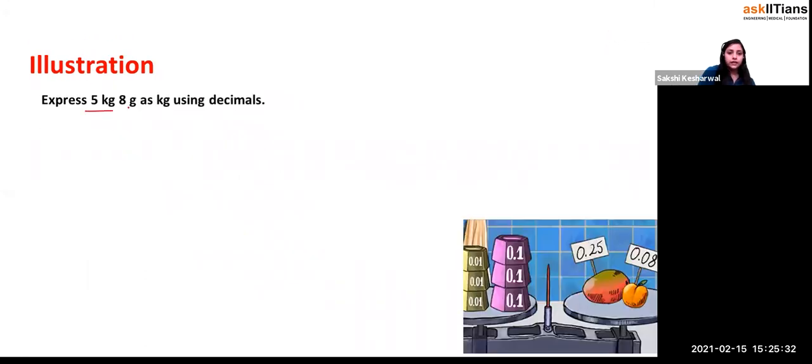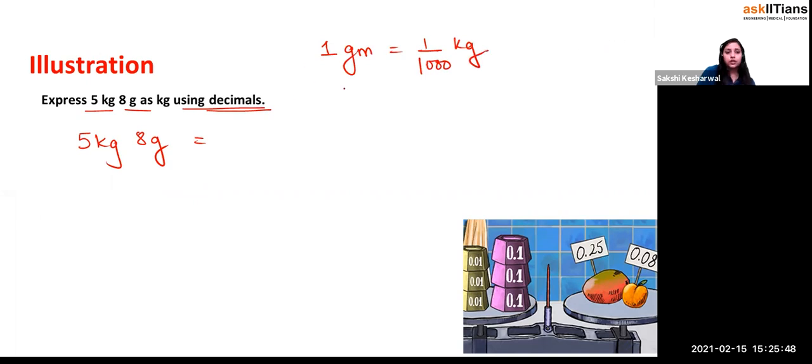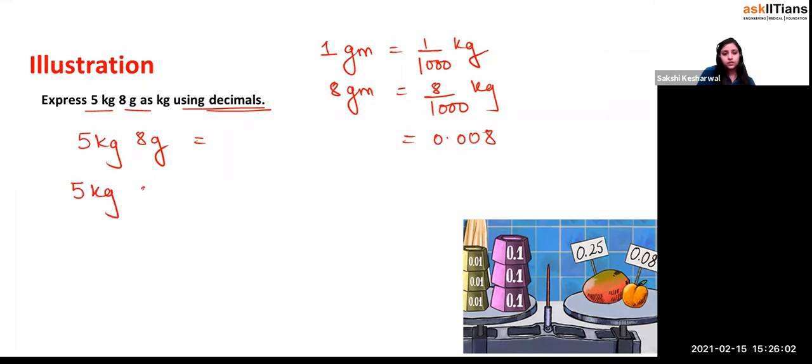Convert 5 kg 8 grams using the decimal. So it says 5 kg and 8 grams, and you want to convert this into decimal. We know that 1 gram is equal to 1 by 1000 kg. So 8 grams is equal to 8 upon 1000 kg. Can I write this as 0.008 kg? So this is equal to 5 kg and 0.008 kg. Now can I add this as 5.008 kg? Yes. This is your answer.